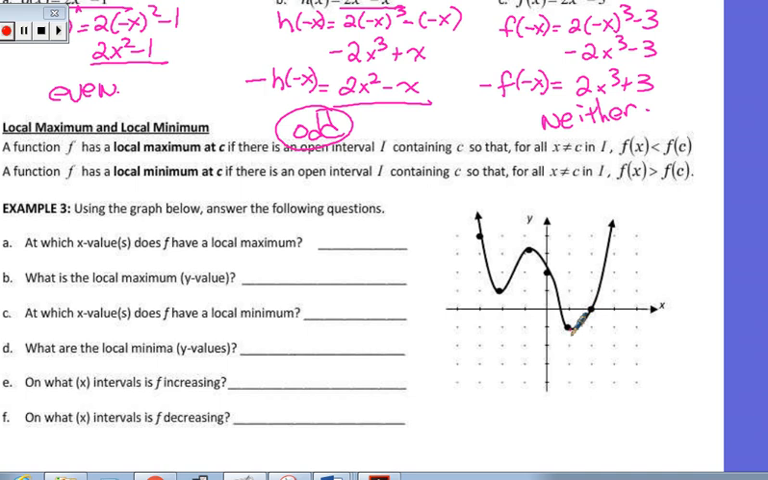This one has an absolute minimum here. This is the absolute lowest point on the graph. It has no absolute maximum because it's continuing up into positive infinity.